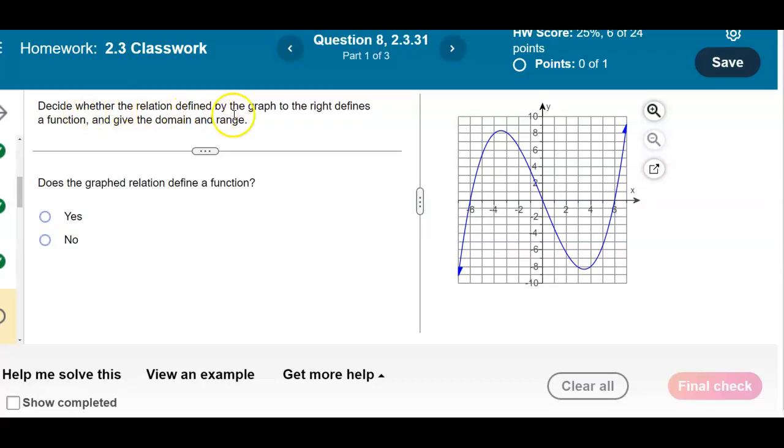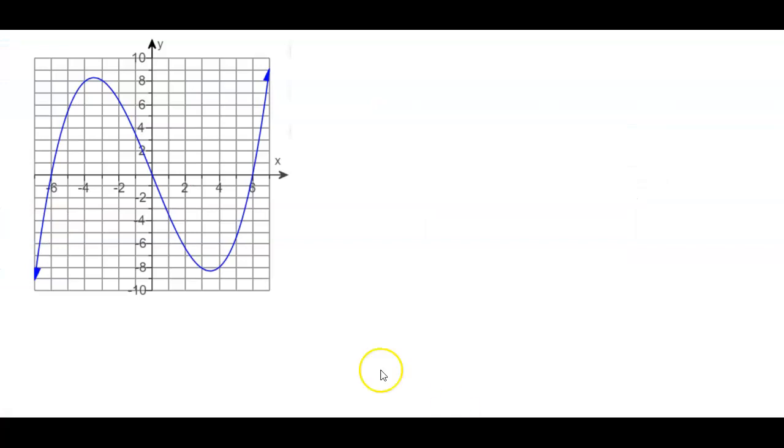Decide whether the relation defined by the graph to the right here defines a function, and then give the domain and range. So does the graph relation define a function? So let's take a look at this graph. So here is our graph. You can see that there's an arrow that extends down this way and then extends up that way, and you can see that it goes up and then it comes back down and then it goes back up.